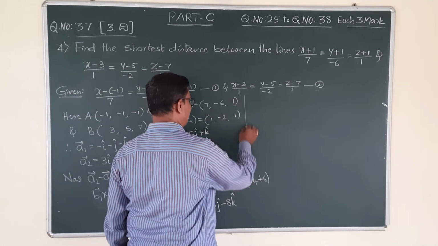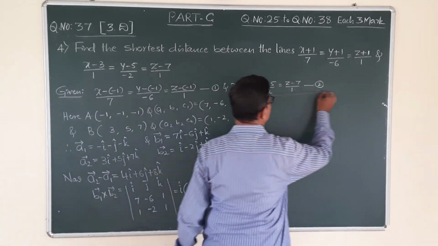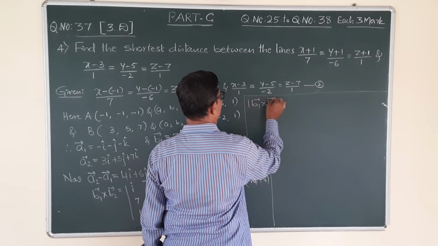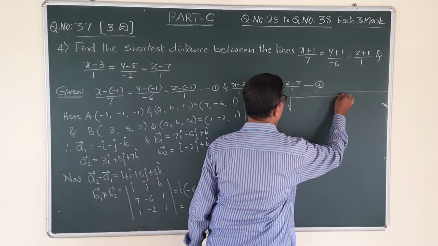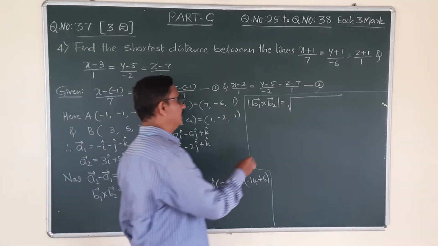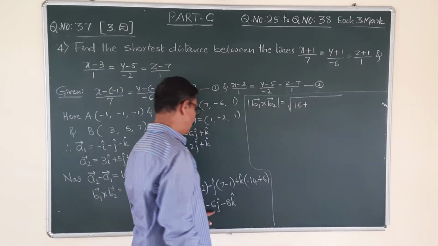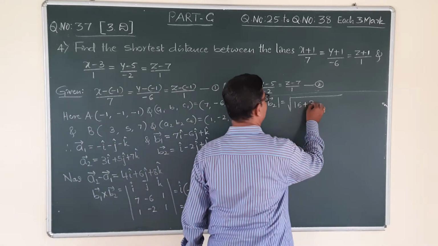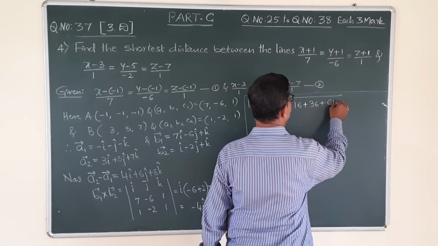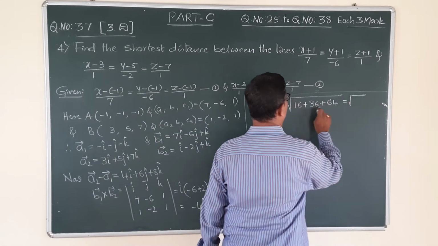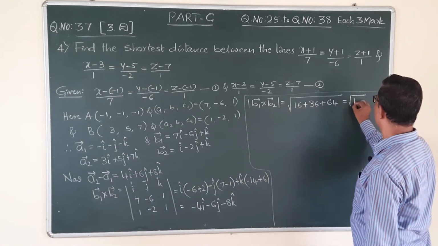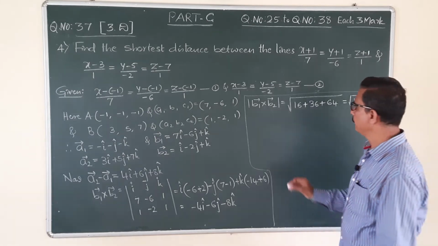Then to find its magnitude. Now magnitude of b1 cross b2 is equal to under root of coefficient of i minus 4, minus 4 square, 16. Coefficient of j minus 6, minus 6 square, 36. Coefficient of k minus 8, minus 8 square, 64. See how much it comes to: root of 64 plus 36, 100. 100 plus 16, 116. Okay.